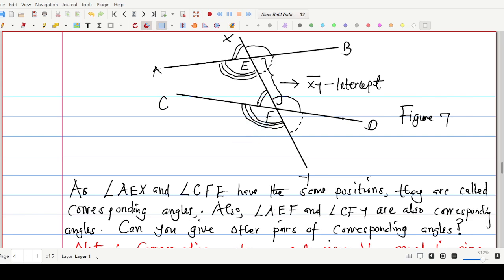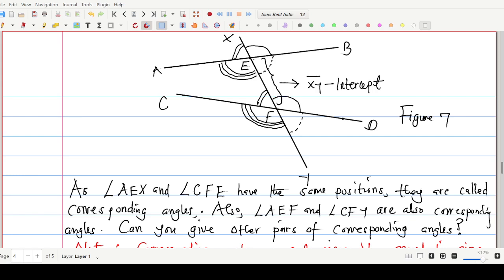Can you give me other pairs of corresponding angles? If you say this angle here, that is angle XEB and angle EFD, you are absolutely correct because they have the same position. And also, if you say this here, angle BEF and angle DFY, you are absolutely correct because they have the same position. So in summary, corresponding angles are angles that have the same position. That is what you should know.